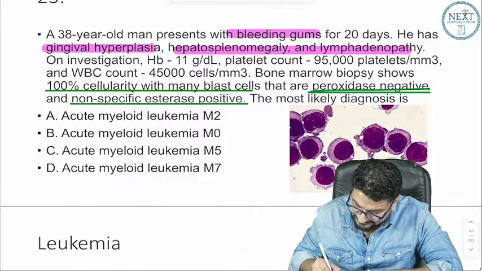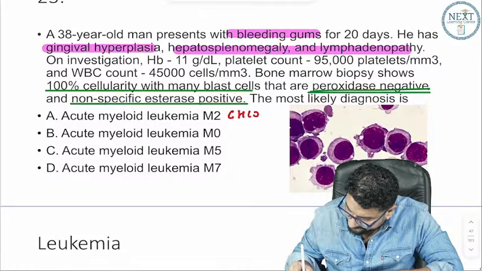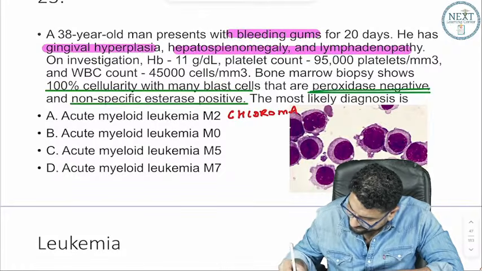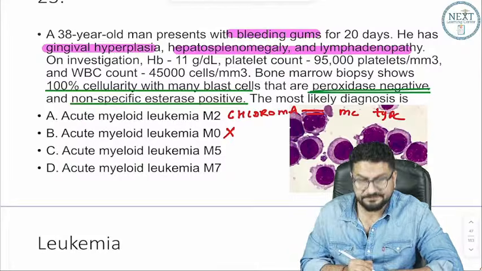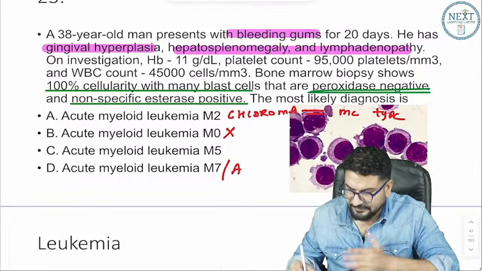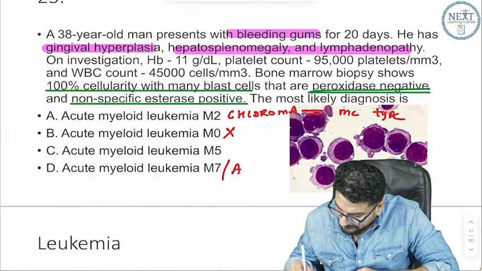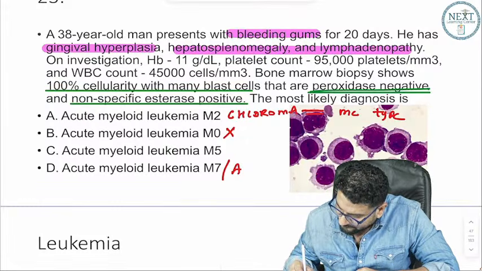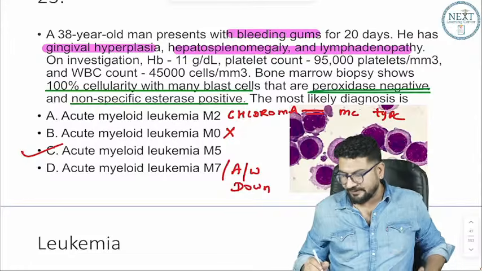It's a classical feature that we see in M4 and M5. M2 is called chloroma. It is the most common type diagnosed. M0 will not have any symptom. M7 is associated with Down syndrome. So gum hyperplasia is seen in M4 and M5, and more classically in M5.